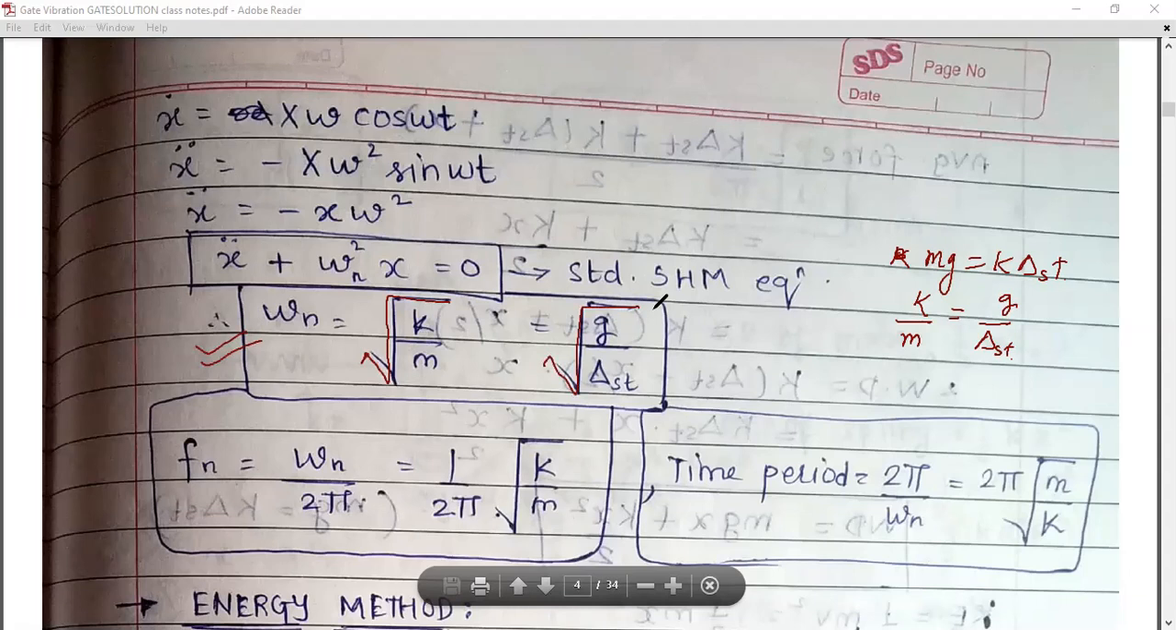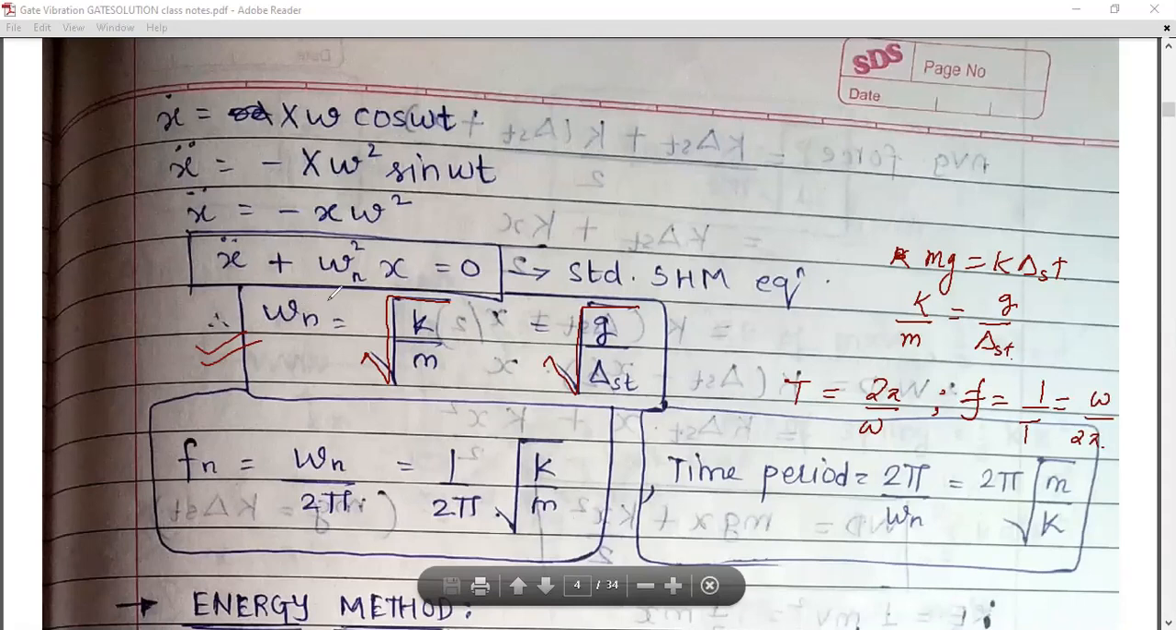Now time period, we have defined time period. What is time period? Time period is equal to 2 pi by omega, right? So that is defined as the time period, and frequency is defined as 1 by t, where t is your time period. So it means that if it is 1 by t, then it is written as omega by 2 pi.